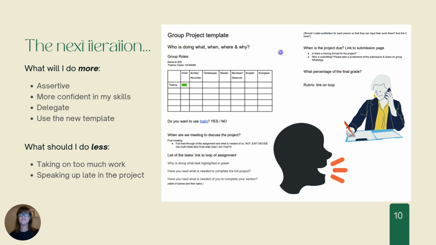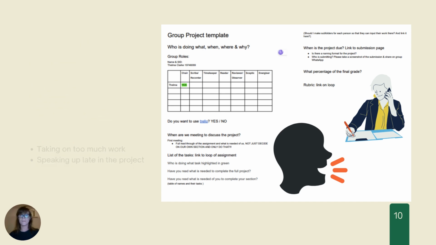To improve, I need to be more assertive earlier in group projects. I want to build my confidence in my skills and delegate tasks more evenly instead of doing everything myself. I've also made a beautiful project template to clearly track roles and responsibilities that I can share with the group. What I need to stop doing is taking on too much work and waiting until late to speak up about the work overload. Reducing both will lead to a fairer workload for everyone.